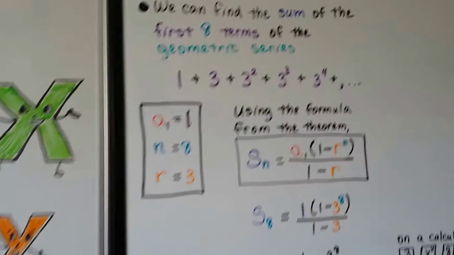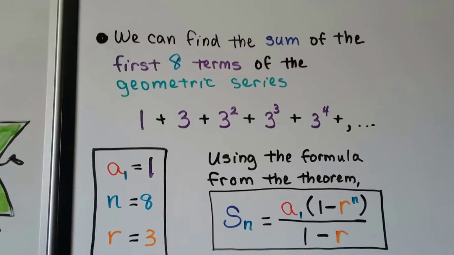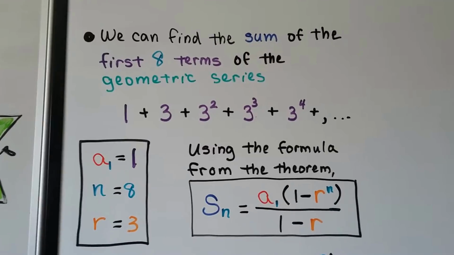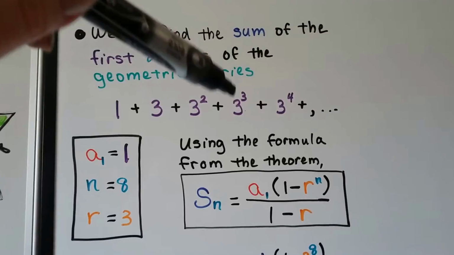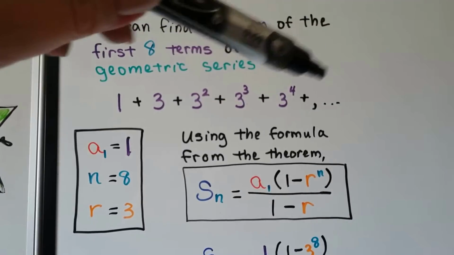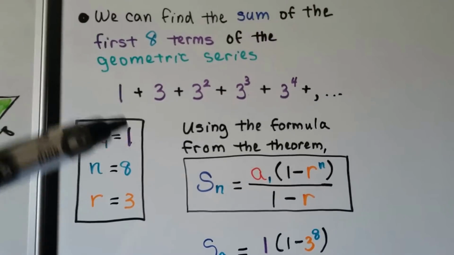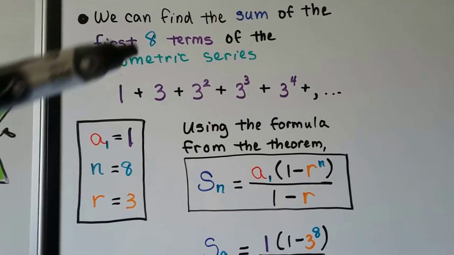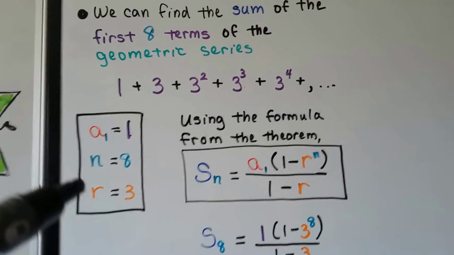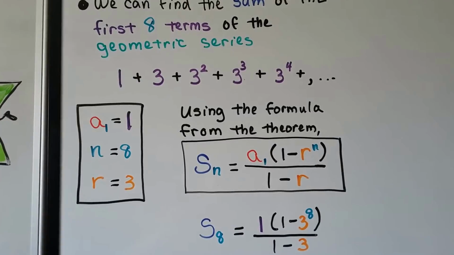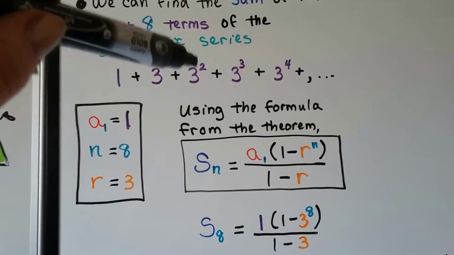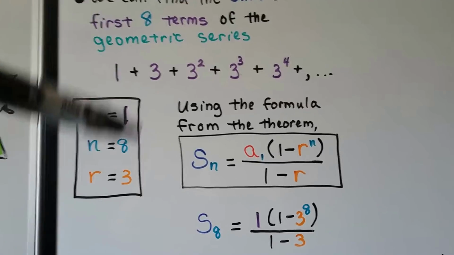And we can find the sum of the first 8 terms of the geometric series, 1 plus 3, so that'd be 3 to the first power, wouldn't it? Plus 3 to the second power, 3 to the third power, plus 3 to the fourth power, and so on. So we know a sub 1 is 1. We know n is 8 because it says the first 8 terms. We also know r equals 3. 3 divided by 1 is 3, right? 3 squared is 9. 9 divided by 3 is 3, okay?